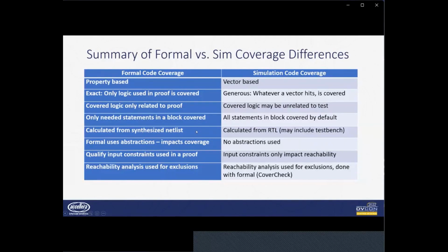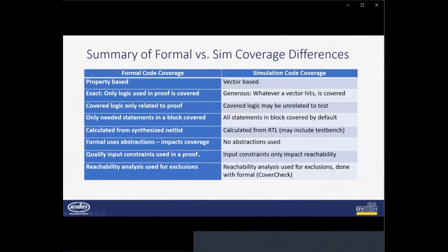Formal uses a synthesized netlist, whereas simulation will run on the RTL and could have some test bench components as well. Formal also commonly uses abstractions, especially if you're trying to do assurance and get proofs, and this can impact coverage, whereas in simulation, no abstractions are being used. Assumptions are used quite a bit in formal, and these input constraints need to be verified to make sure that they are correct, to make sure that the proof is correct.